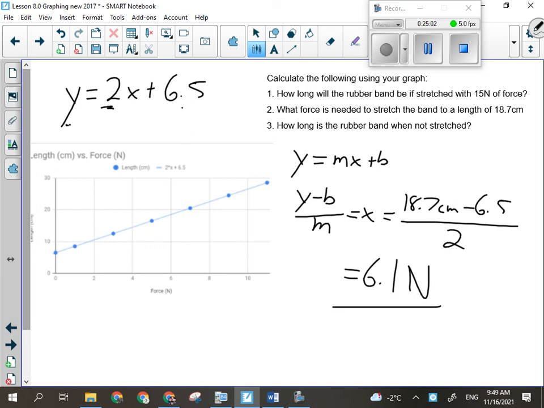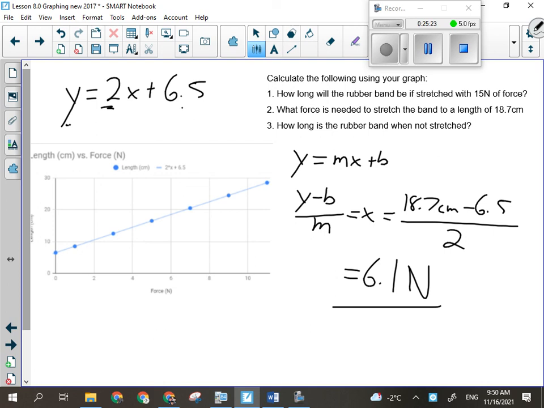Questions there? Okay, it's just a pretty easy formula to use. As long as you understand which is x and which is y, you really can't go wrong with it. All right, now number 3 is asking about another part of this. How long is the rubber band when it's not stretched?